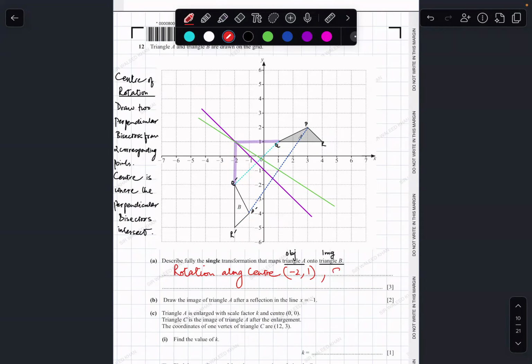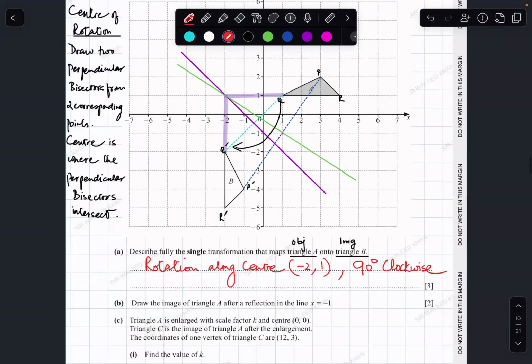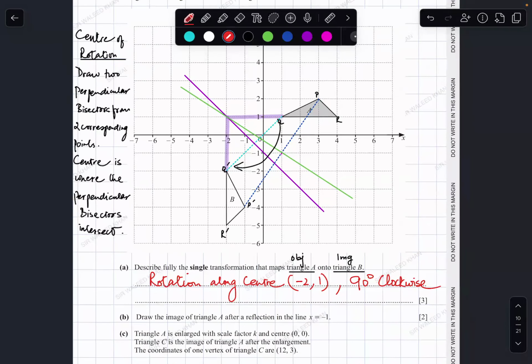90 degrees. Okay, if I want to move from Q to Q prime, what is the direction of rotation? Is it clockwise? Anti-clockwise? Clockwise, that's it. Okay. Clockwise, 90 degrees center rotation. You have to mention all these things.